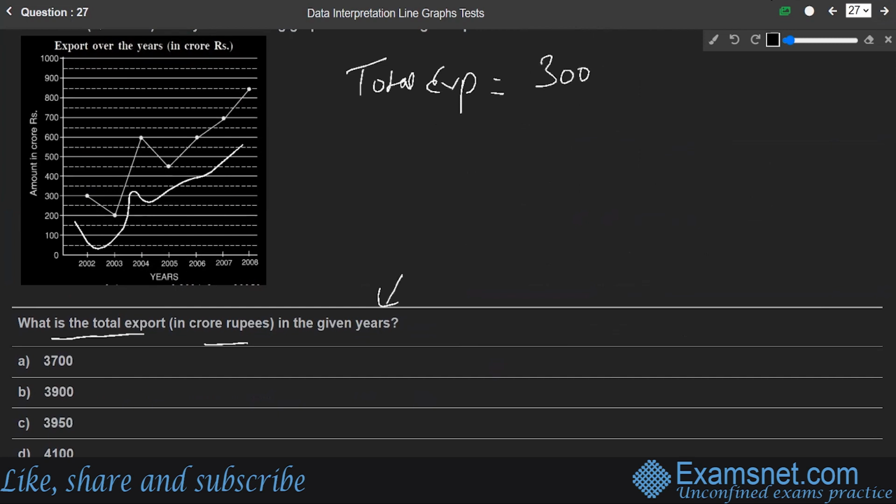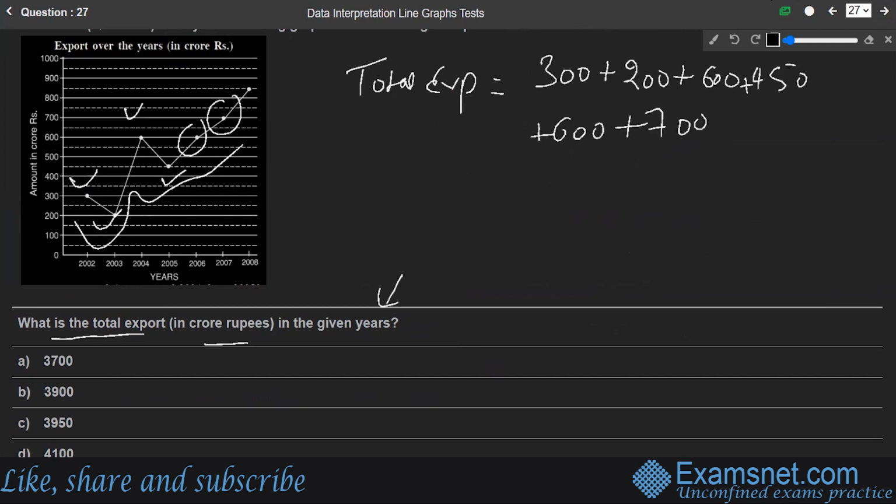First value is 300. Second value is 200. Then the value is 600. We are reading like this, 600, then the value is 450, and after 450 the value is this one, which is 600 again, and then the value is the higher one, that is 700, and the final value is nothing but 800. So clearly we are supposed to add these, and that will be the total export. So if we add this, 3 plus 2 is 5, plus 6 is 11, plus 4 is 15, so 1550, plus 6 is 2150, 2850, and 3650.